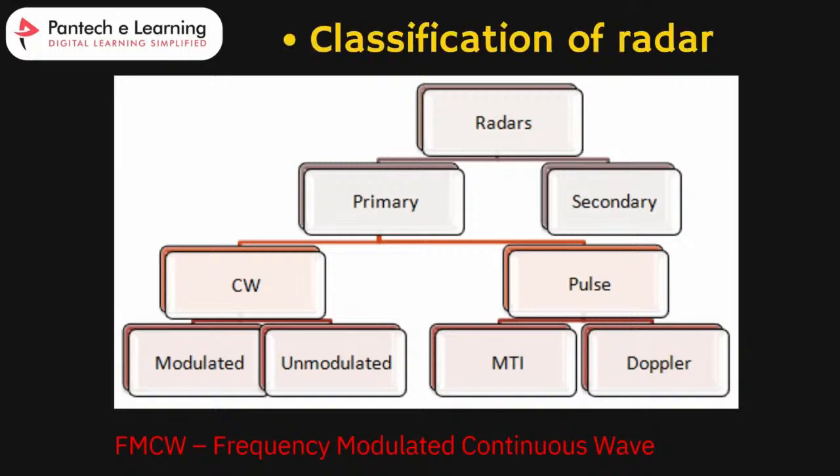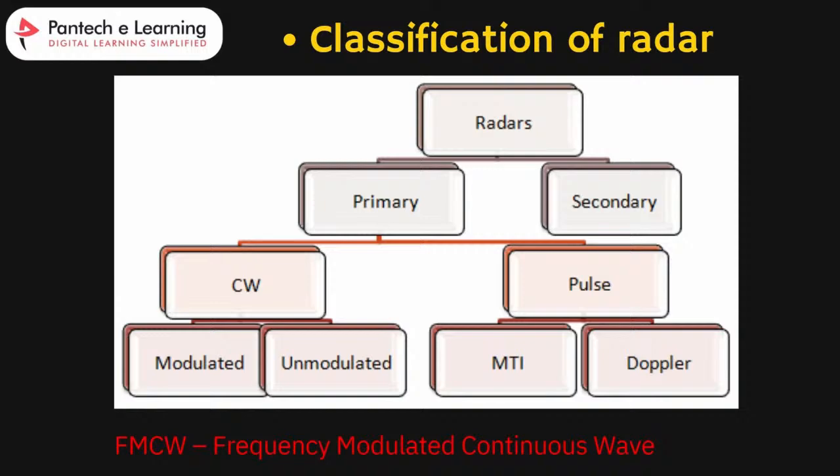So mainly this primary radar directly detects and tracks targets using reflected radio waves. The first one is the continuous wave radar. It continuously emits a signal and measures the frequency shift of the returning signal to determine the target's range. So this is continuous wave radar.